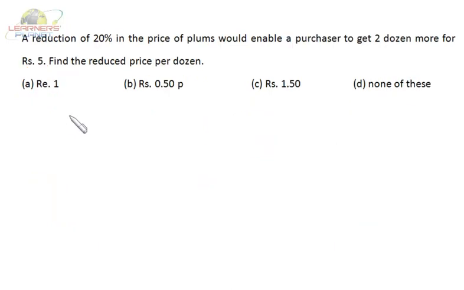Similar case. A reduction of 20% in the price of plums would enable a person to get 2 dozen more for rupees 5. That means the price has become 4 by 5 of the previous price, that is 80% of the previous price. Now the price, if it is 4 by 5, that means the consumption will be 5 by 4, which is 1 by 4 extra, and 1 by 4 is equivalent to 2 dozen.